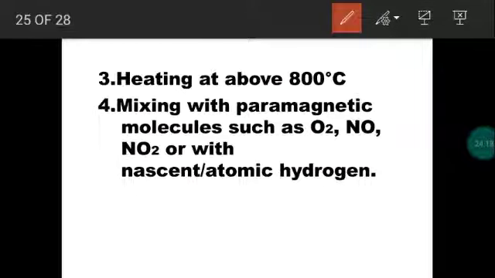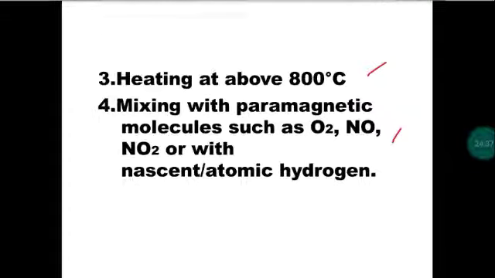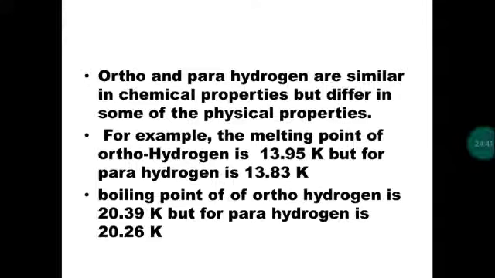Third method, we may heat parahydrogen at above 800 degrees Celsius to convert it into orthohydrogen, or else we may mix some paramagnetic molecules like oxygen, nitric oxide, nitrogen dioxide, nascent hydrogen or atomic hydrogen. By doing these methods, parahydrogen can be converted into orthohydrogen.